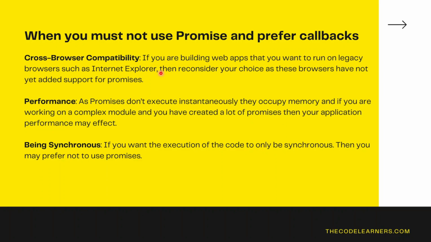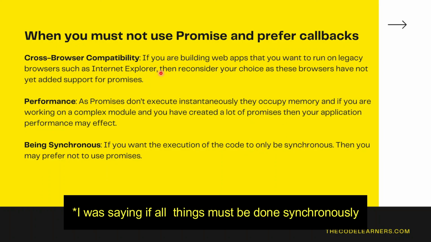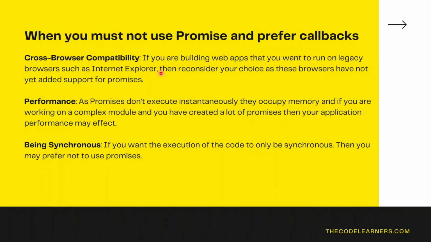The third thing is if you want your code to be synchronous everywhere. Suppose you don't want any asynchronous code in your project, then you can just go for callbacks instead of promises. So this was all about promises, async and await.